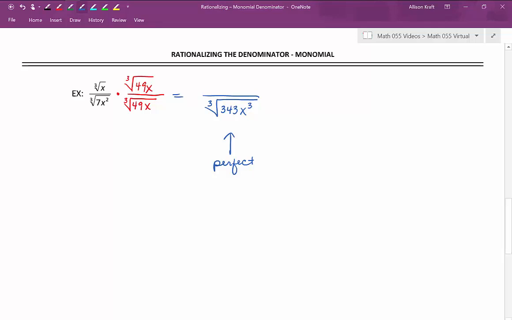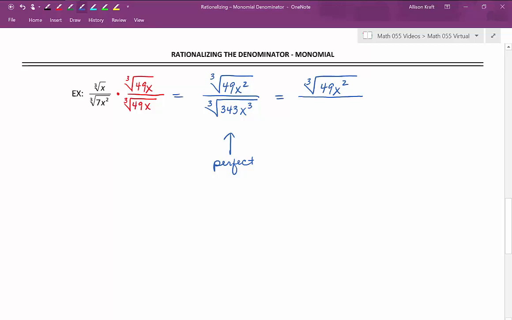Multiplying our numerators together, we get the cube root of 49 x squared. And now we want to simplify. Can the cube root of 49 be simplified? No, there's not a perfect cube that's a factor of 49. How about simplifying the cube root of x squared? The answer is no again, since our exponent is less than our index. So our numerator stays the cube root of 49x squared.